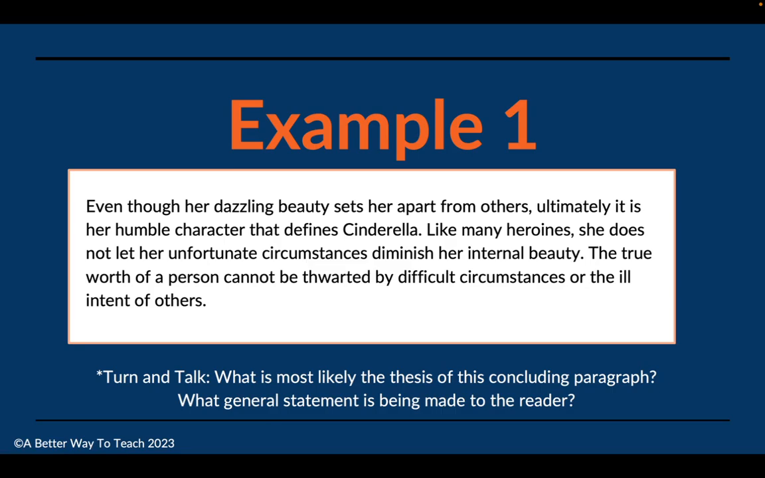We were talking about Cinderella. Now we're talking about many heroines that also share this quality. Then our third sentence here, we're talking about humanity in general. The true worth of a person cannot be thwarted by difficult circumstances or the ill intent of others. So that is analysis. It's the person's thought, their insight and observation, but they are applying that to the whole human experience. So they have taken it quite broad there, but not so broad that it doesn't still have to do with what's going on in this essay, which is difficult circumstances and overcoming those difficult circumstances.